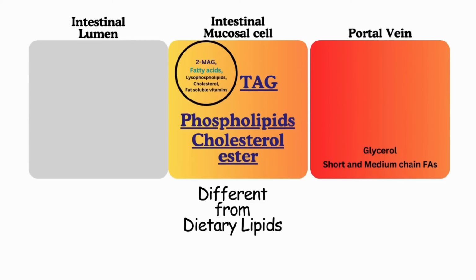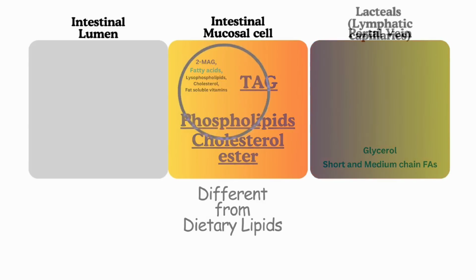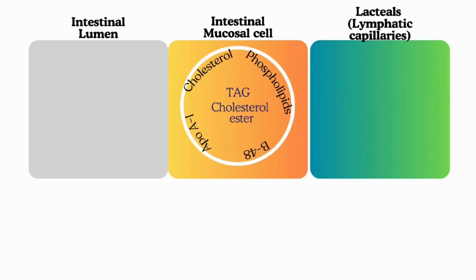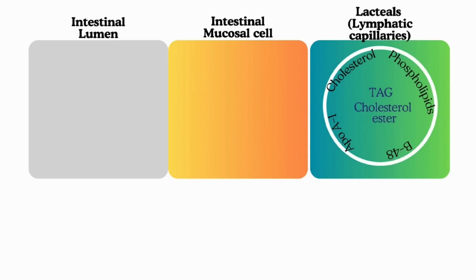Now we'll see chylomicron formation and transport. Chylomicrons are the transport vehicle for dietary lipids, exogenous lipids. They are composed of a hydrophobic core containing triacylglycerols and cholesterol esters, surrounded by a hydrophilic outer layer of phospholipids, cholesterol, and apoproteins ApoA1 and B48. This structure enables lipids to be transported through the water-based environment.